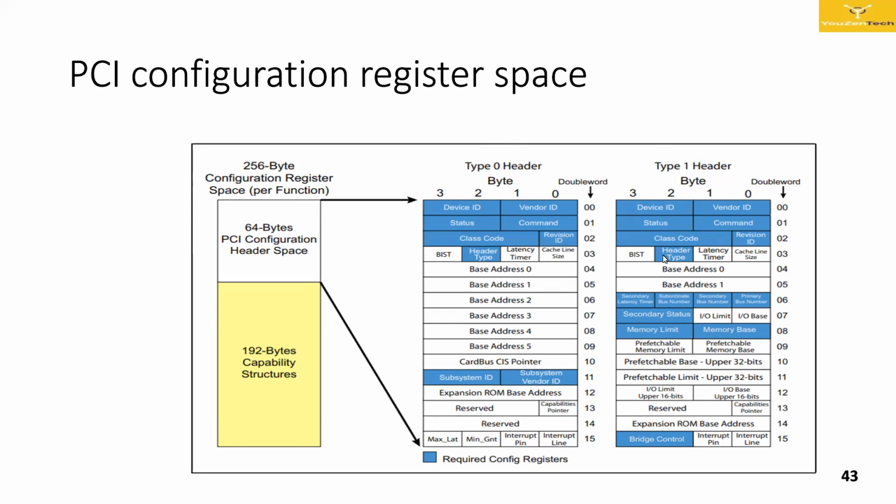And the last bit of this 8-bit field: if it is 0, then the device has only one function. But if the last bit is 1, it means there is more than one function in the device. It's a multi-function device. So hope this is clear.